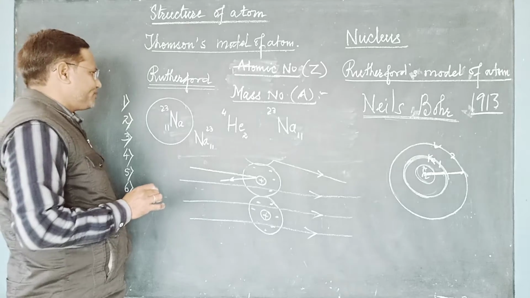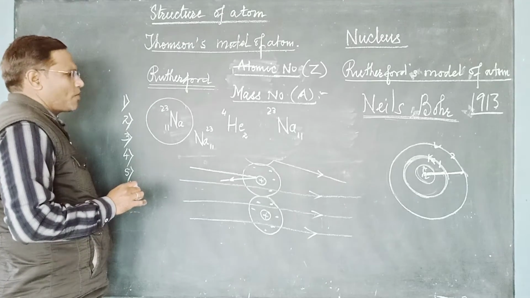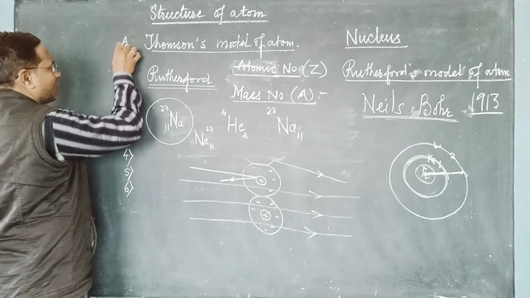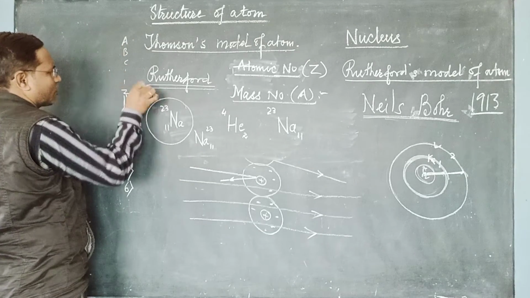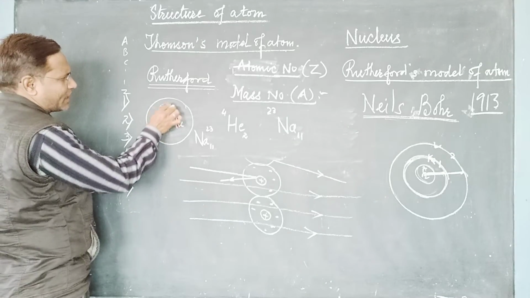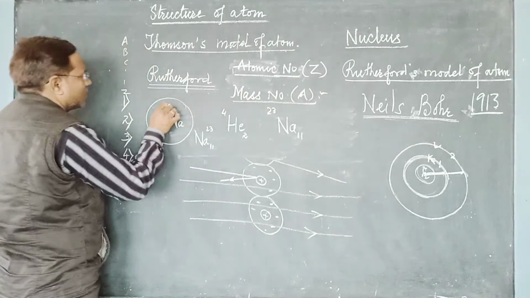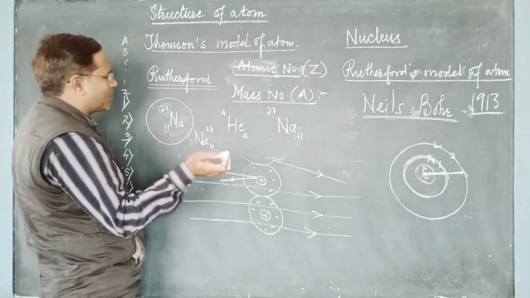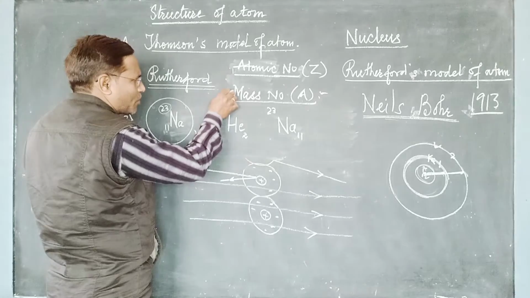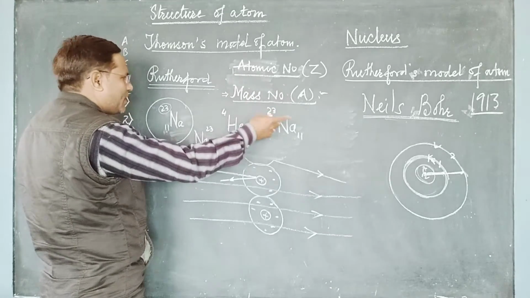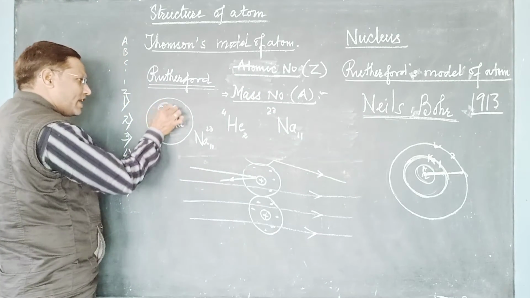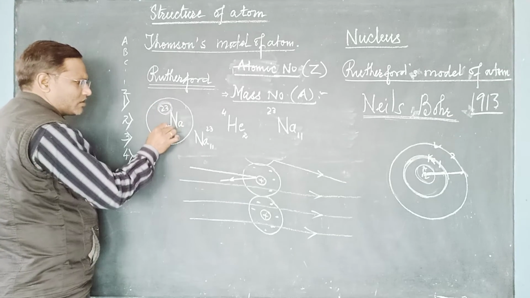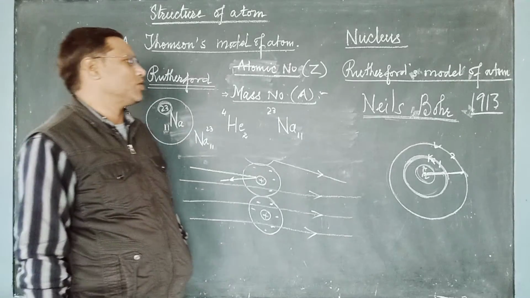How will you remember which one to write on top and which one at the bottom? See, when you are writing A to Z, you write A, B, C, D, and Z you write at last. So A must be written on top. A is mass number, and Z is bottom, so Z you write at the bottom. Or you can remember that mass means number of protons and neutrons, so it will be heavier. So the heavy thing you write on the top, and the lighter one you write at the bottom.